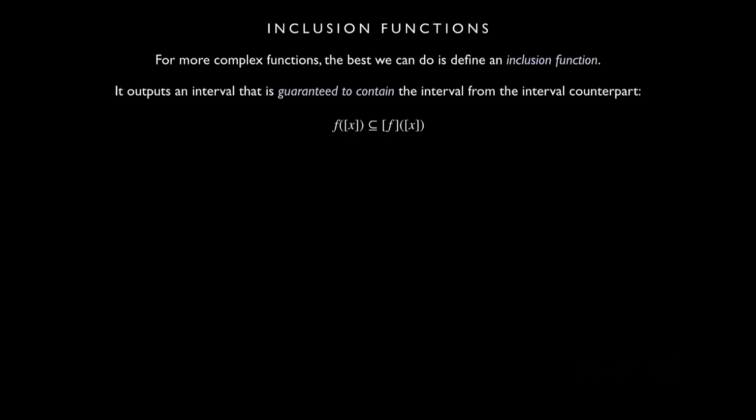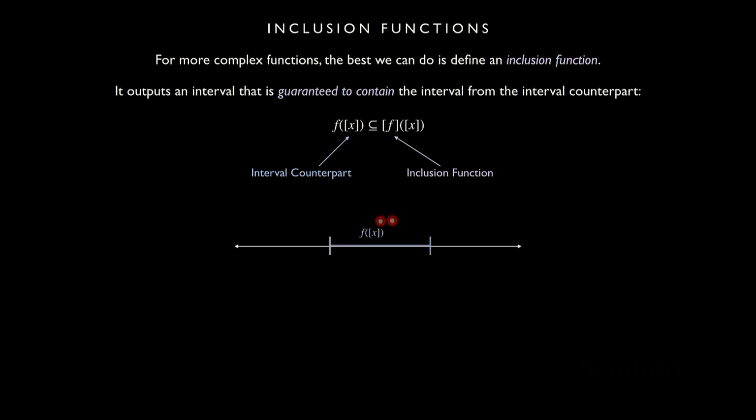Okay, so let's keep going here. Again, this is the interval counterpart, and then this is the inclusion function. A lot of times all we're able to calculate is this inclusion function, and we're not able to actually find the interval counterpart. Just to look at this visually, let's say that this is the interval counterpart. A lot of times we don't know it. And then the inclusion function is just going to give us some interval that's bigger than the interval counterpart, or contains the interval counterpart. So you can think of it just like what we were talking about before with over-approximations. It gives us an over-approximate interval for the function.